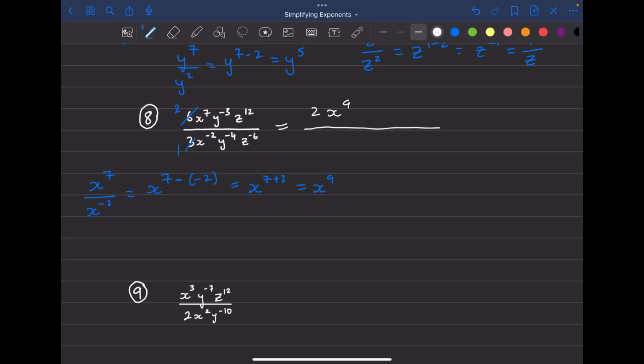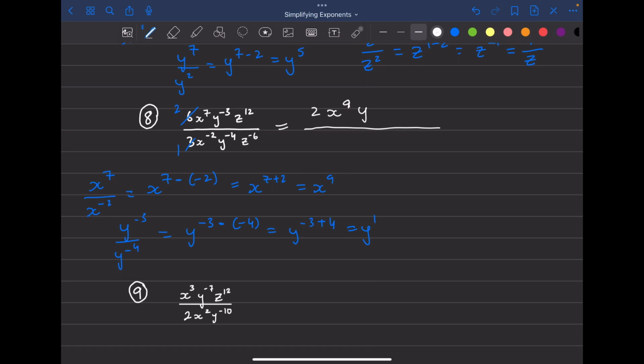And then for the y's, pretty similar once again. We have y to the power of negative 3 over y to the power of negative 4. This is y to the power of negative 3 minus negative 4, which is equal to y to the power of negative 3 plus 4, which is y to the power of 1. So we have 1y on top.